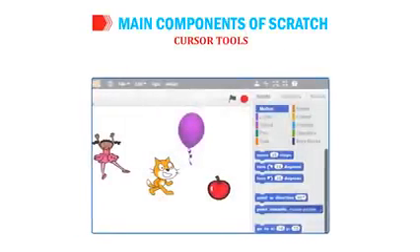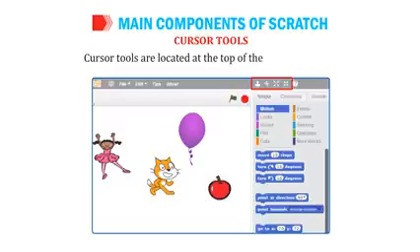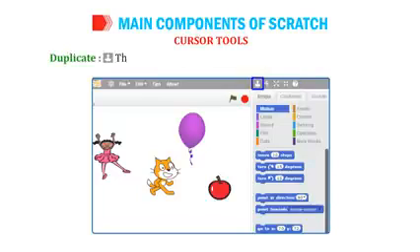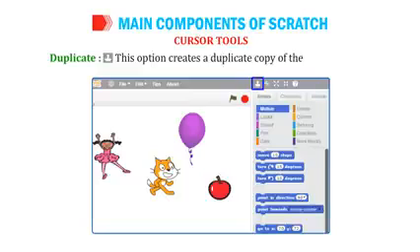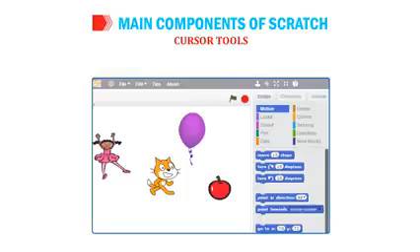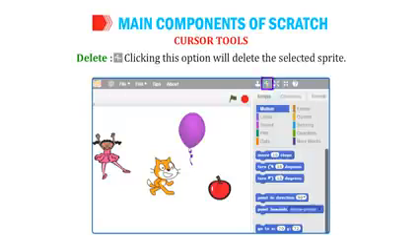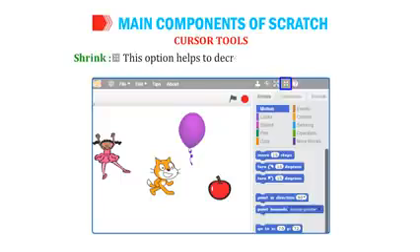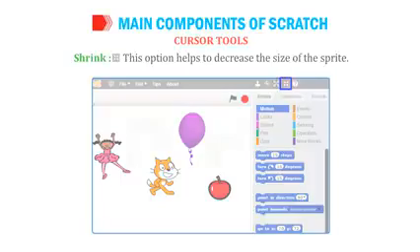Cursor tools. Cursor tools are located at the top of the Scratch window. It provides 4 tools to perform different operations on sprites. Duplicate. This option creates a duplicate copy of the selected sprite. Delete. Clicking this option will delete the selected sprite. Grow. As the name suggests, this option helps us to increase the size of the sprite. Shrink. This option helps to decrease the size of the sprite.